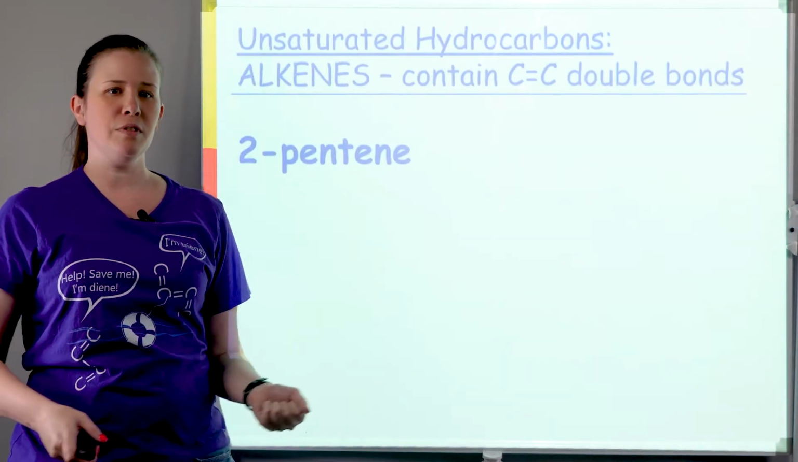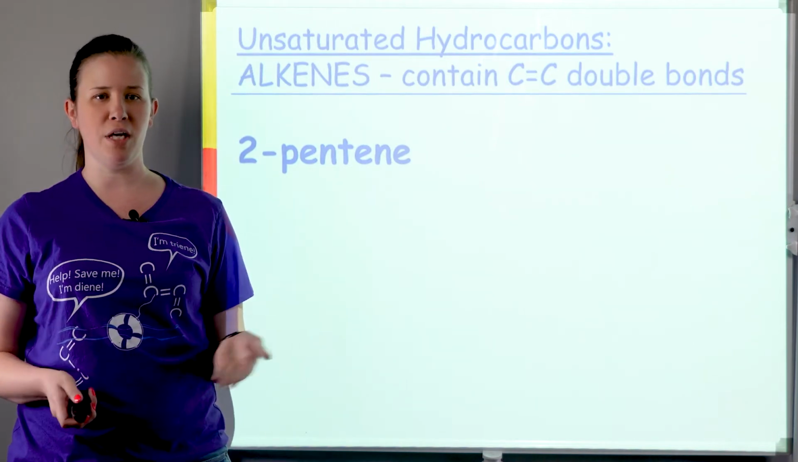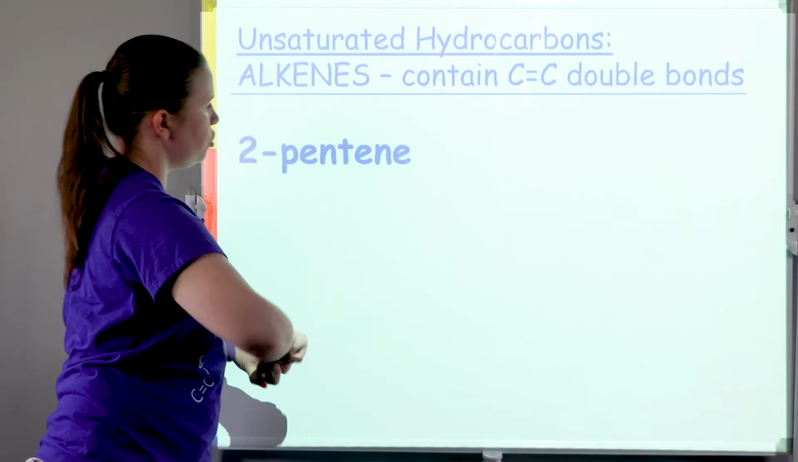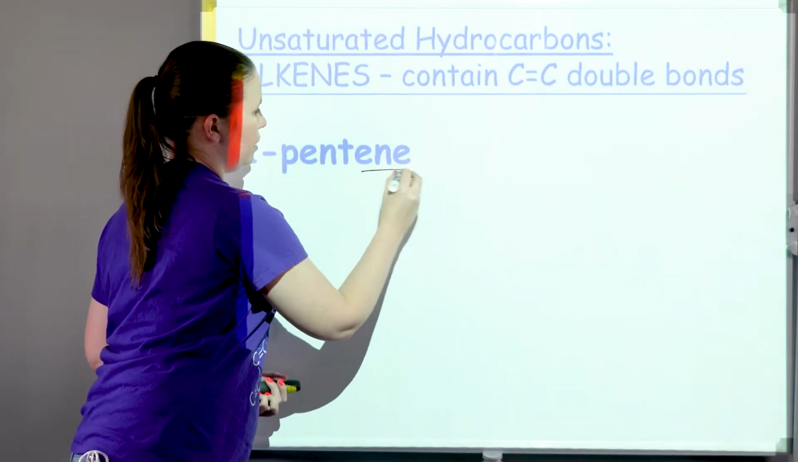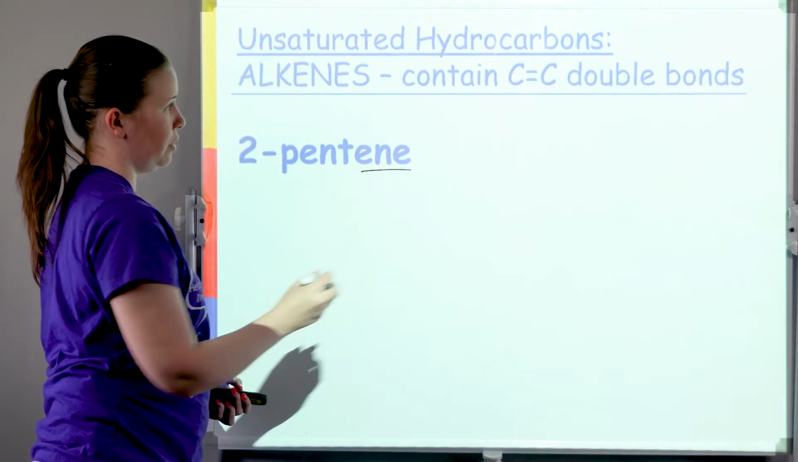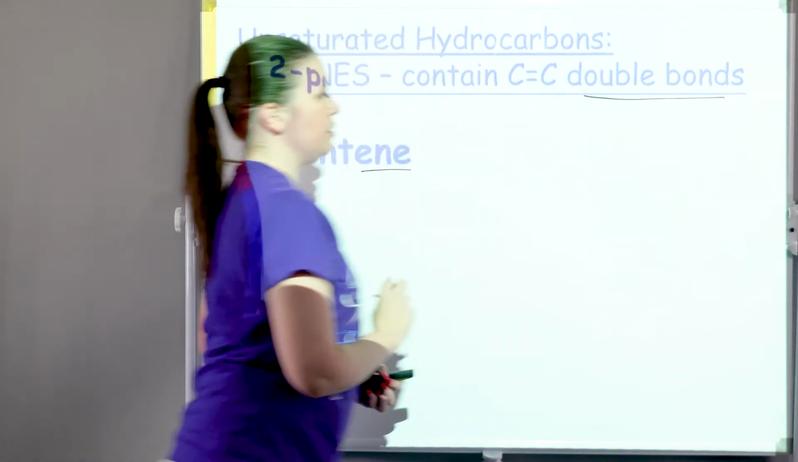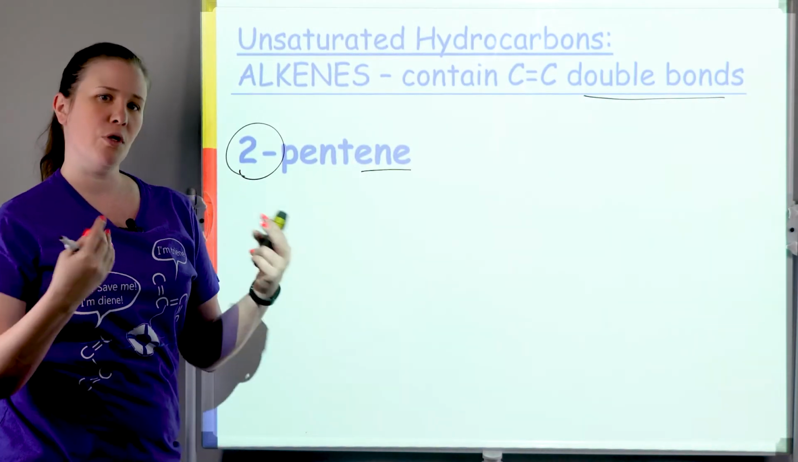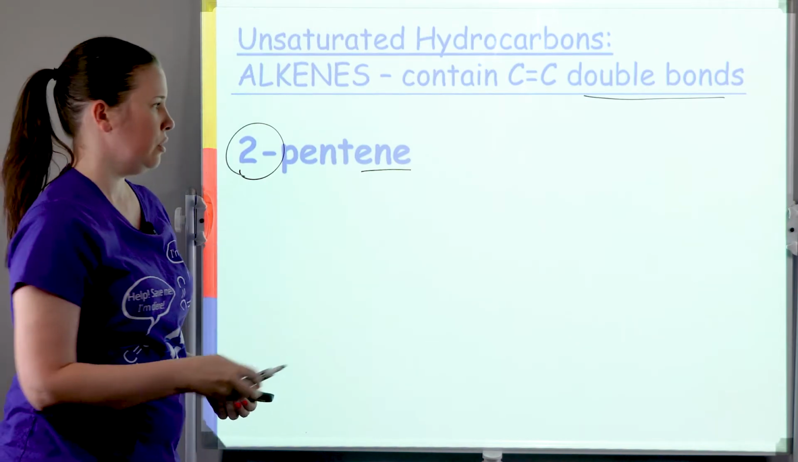All right, let's move into alkenes, things which have double bonds. So whenever you have a double bond, you change the ending of the name to the ENE. This is what's going to show me that I have a double bond. And we always have to indicate where to put that double bond. So that's why you have the 2 in front.